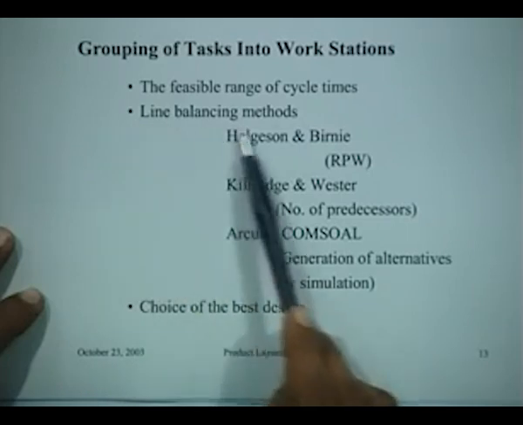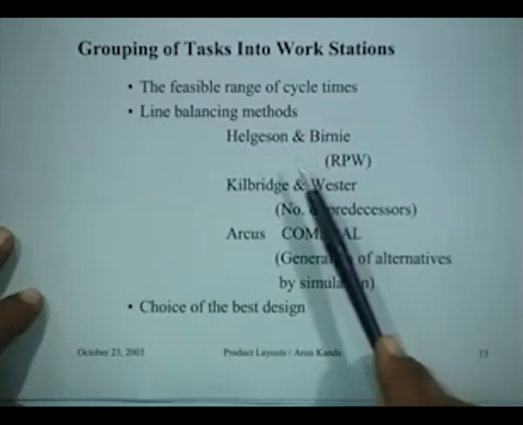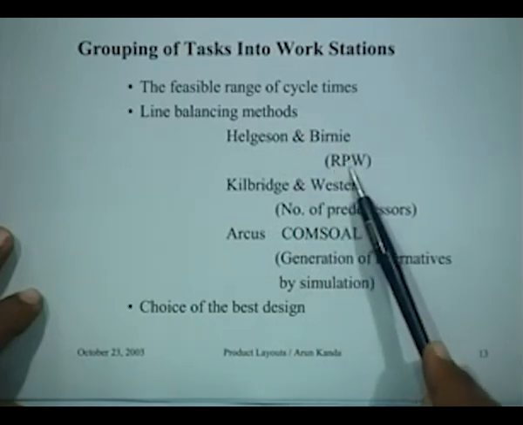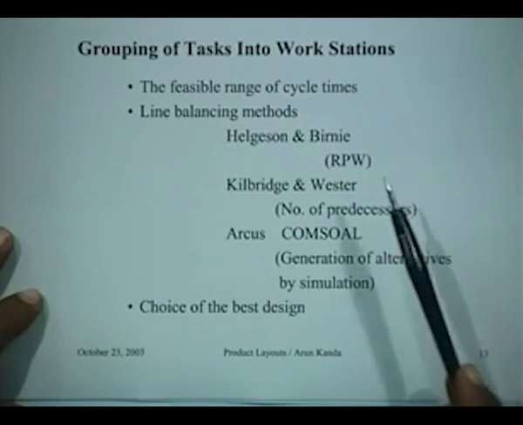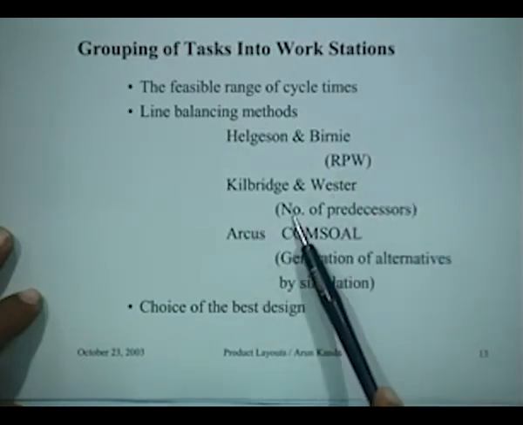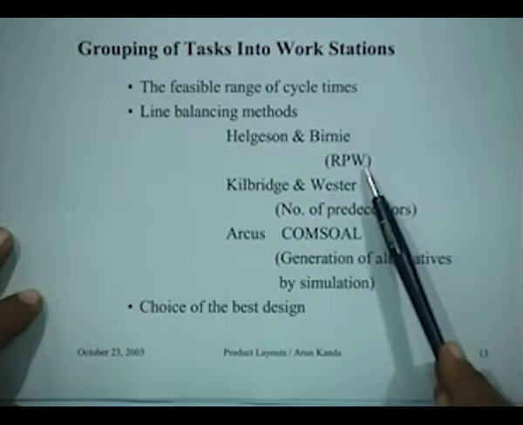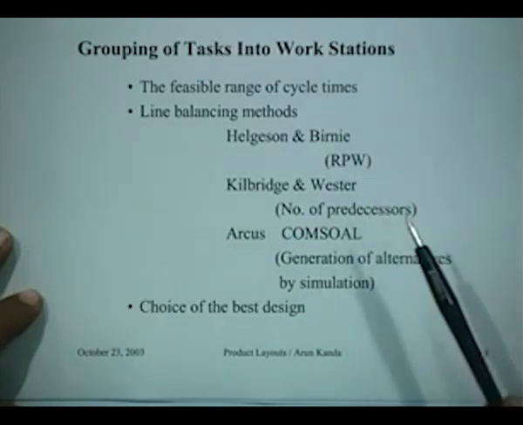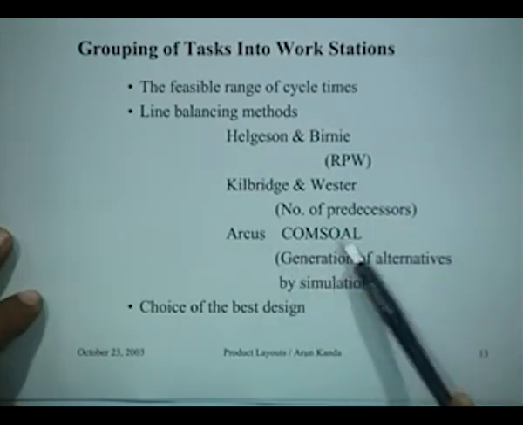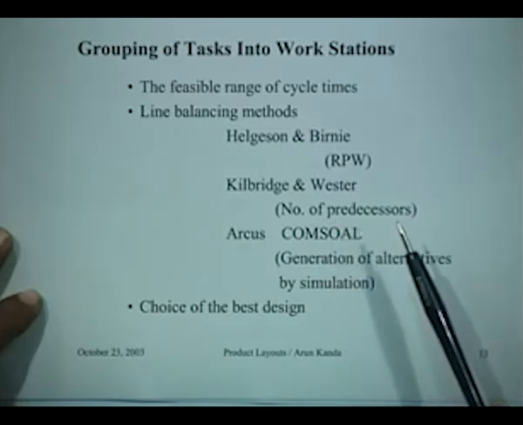And then there are many algorithms available for the line balancing process. We have a procedure due to Helgeson and Burney, which is quite common, known as the ranked positional weight method. We also have a procedure due to Kilbridge and Wester, which is based on the number of predecessors. That means priorities are decided based on the number of predecessors. There is a procedure due to Arcus called COMSOAL, which is a computerized method for sequencing operations on assembly lines.